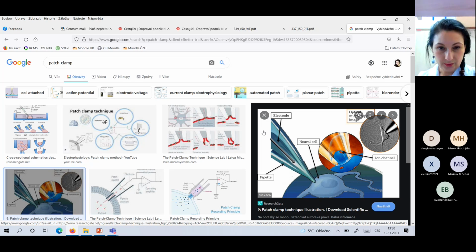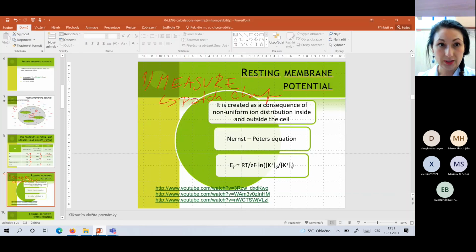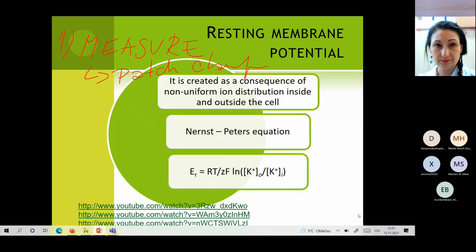So this is the experiment, and now we are going back to calculations. So the second way how to gain the value of resting membrane or action membrane potential indeed is calculations. So calculations, this is the second type.